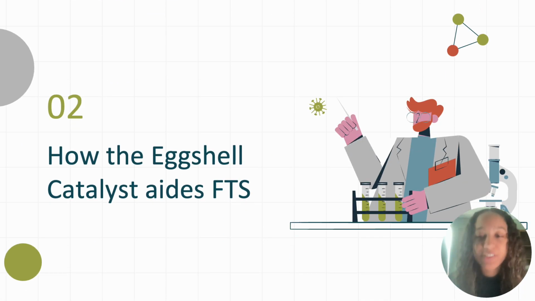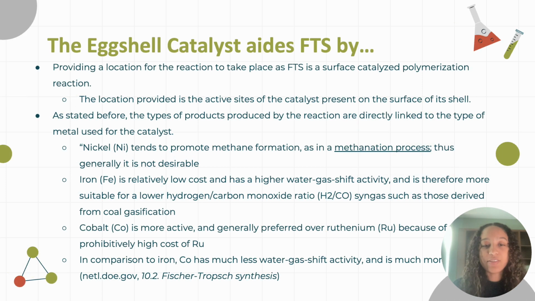All right, so now section 2, how the eggshell catalyst aids FTS. So the eggshell catalyst aids FTS in many different ways. It provides a location for the reaction to take place, as FTS is a surface catalyzed polymerization reaction, which means the reaction happens on the surface of the catalyst and does not happen inside. The catalyst does not break apart and reform by the end of the reaction, none of that. It just happens on the surface.